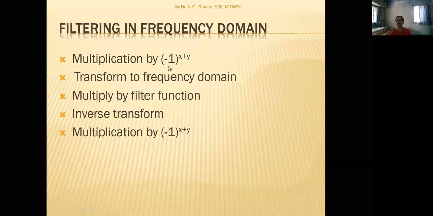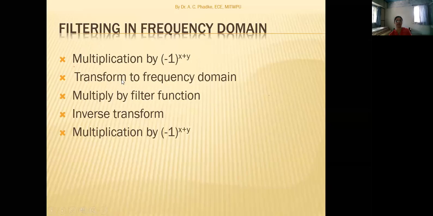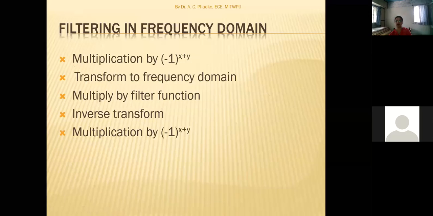First, we multiply the input image by minus 1 raised to x plus y. Then we transform this image to frequency domain by using one of these transforms. For image enhancement operation, we usually use discrete Fourier transform. So we apply the transform on the image to get frequency domain of the image. Then in frequency domain, we multiply the image by filter function. We know that convolution in time domain is equivalent to multiplication in frequency domain.